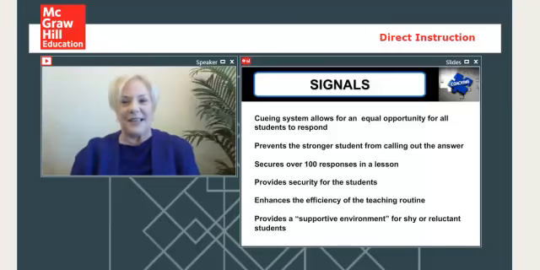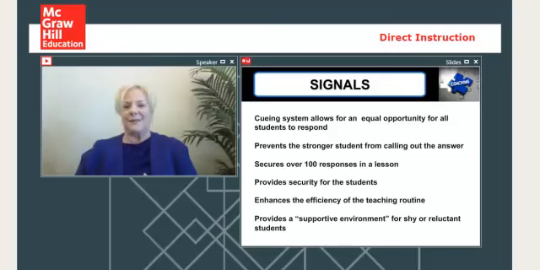Let's talk about signals. Signals are a cueing system that lets the learner know to answer. Again, the security that this gives your students, because they know exactly what is expected.